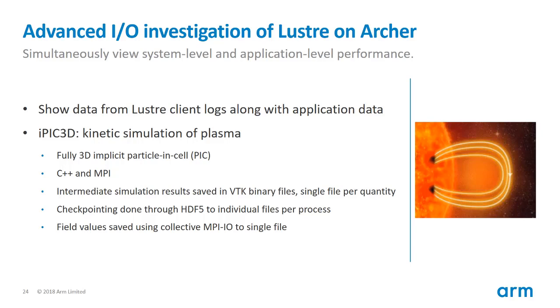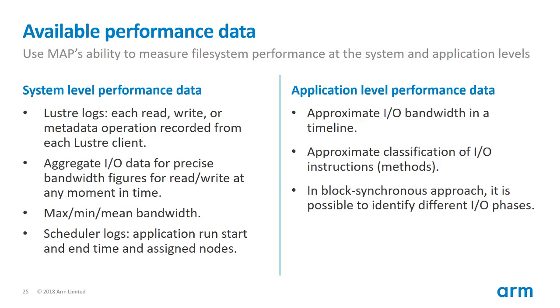We're going to be measuring data from both the system and the application level. At the system level, MAP can read Lustre log files to observe read, write, and metadata operations recorded from each Lustre client. Aggregate I/O and bandwidth statistics are also available. And then finally, the system scheduler logs can be used to bracket the Lustre events by application start and end times. The Lustre system isn't aware that MAP is profiling the application, so it can't inform MAP directly when to start and stop recording data. So we use the system logs to match the data streams.